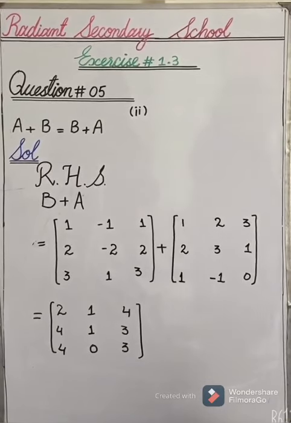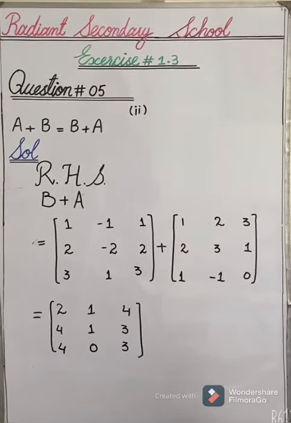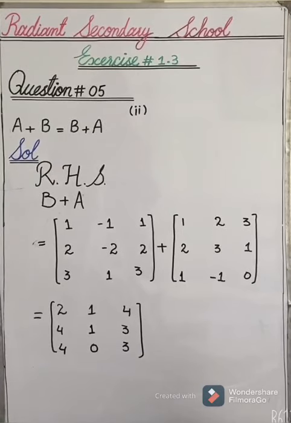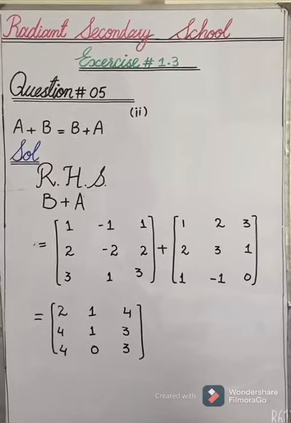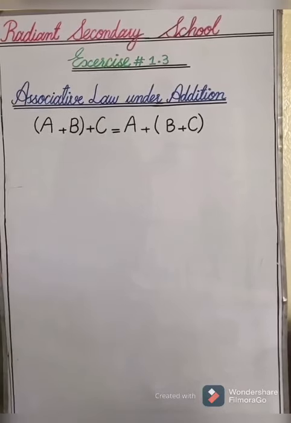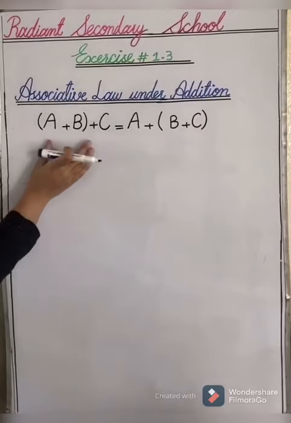So now if we look at these two matrices, we see that left hand side of our equation is equal to right hand side. This means that commutative law of addition holds for the matrices. So our next property is associative law under addition. In associative law, we have three matrices.